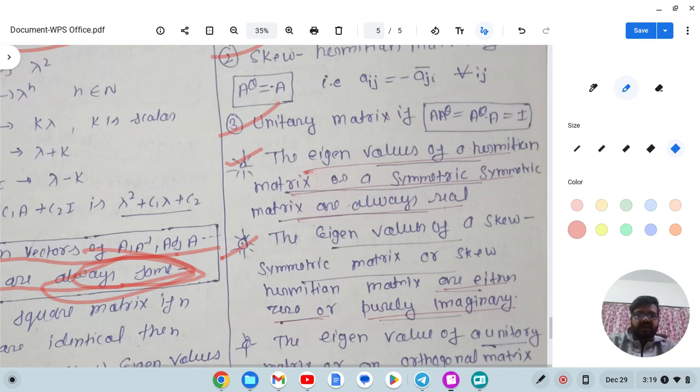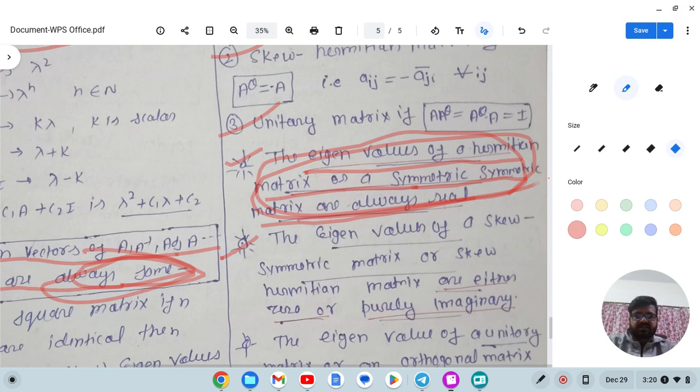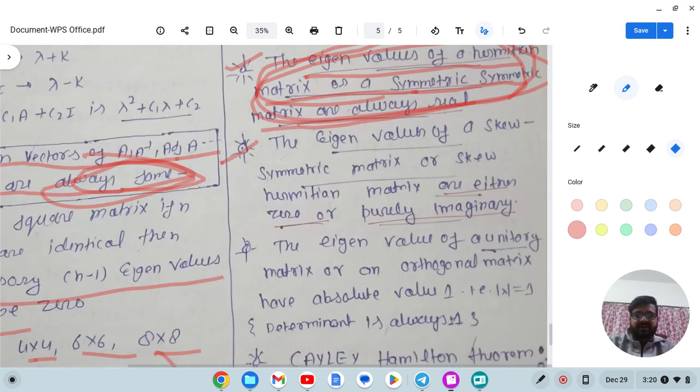Now the eigenvalues of a Hermitian matrix. The eigenvalues of a Hermitian matrix or a symmetric matrix are always real. Questions have come 5 to 10 times from only this point. 5 to 10 times. Keep in mind.